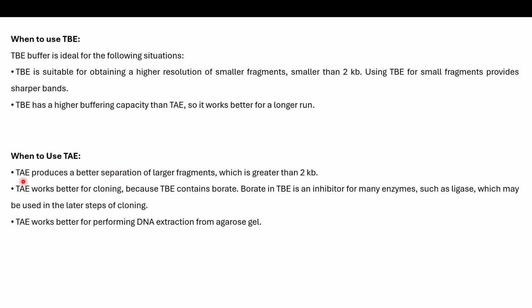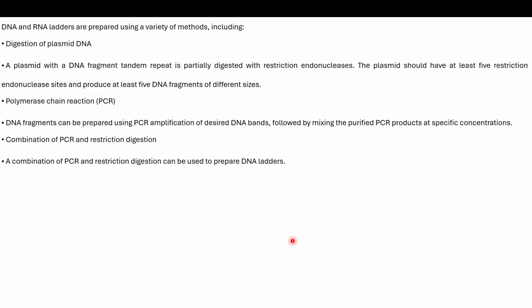When should you use TAE? It produces a better separation of larger fragments, and it works better for cloning because TBE contains borate, and borate is an inhibitor for many enzymes like ligase, which is an important component during cloning because we have to attach the two free ends of the DNA, vector and insert, which may be used in the later steps of cloning. TAE also works better for performing DNA extraction from agarose gel.